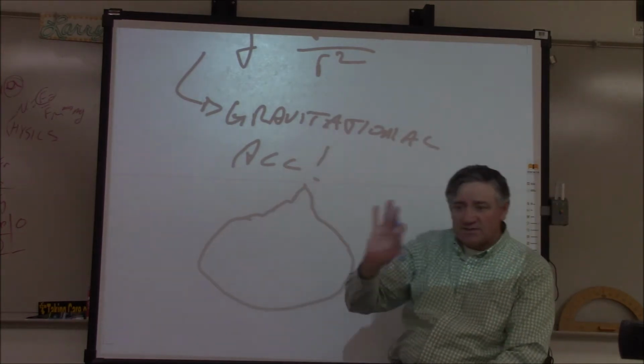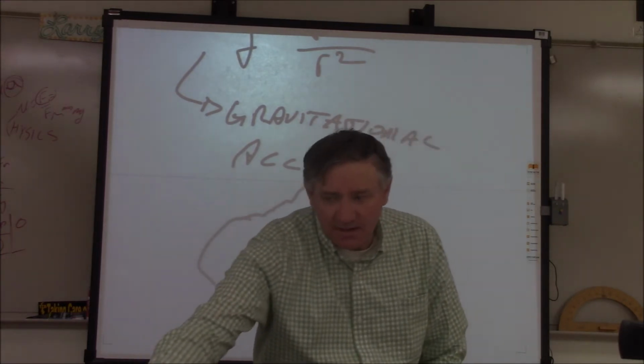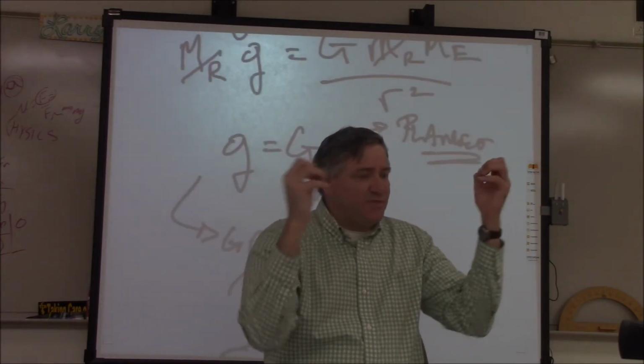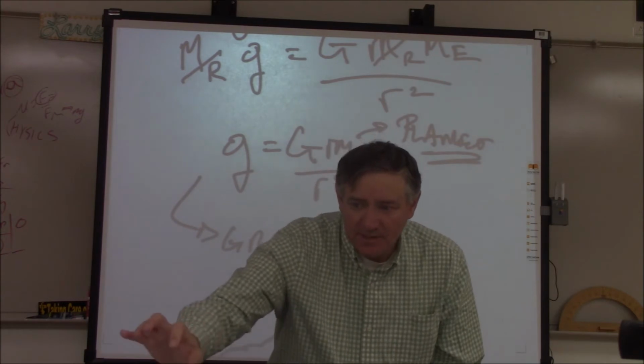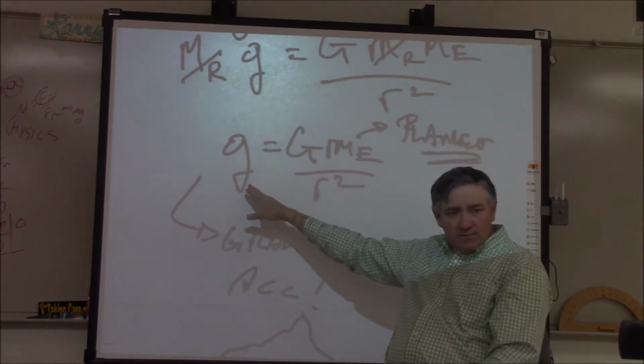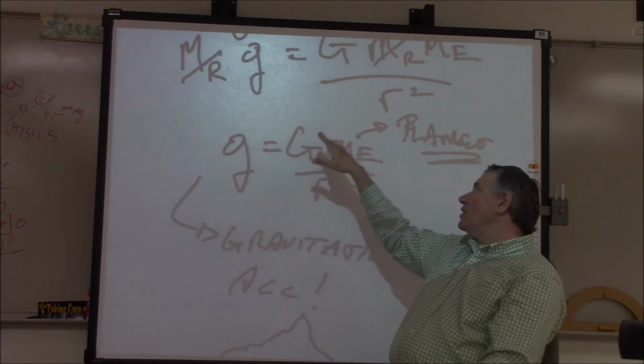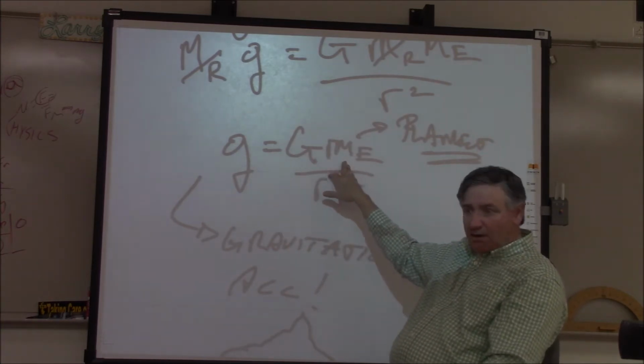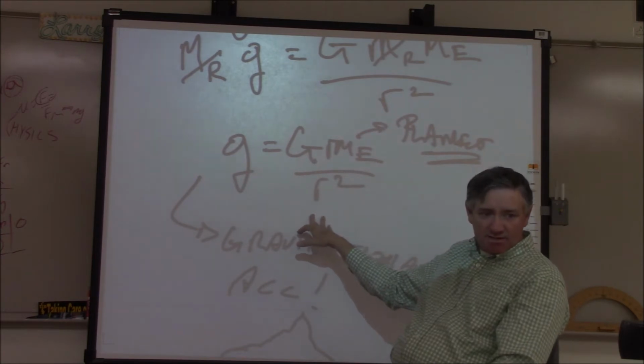So this is one of the key things that you have to understand. This is why everything accelerates at the same rate, because the mass of whatever is falling doesn't determine the gravitational acceleration. Only the mass of the planet and the radius.